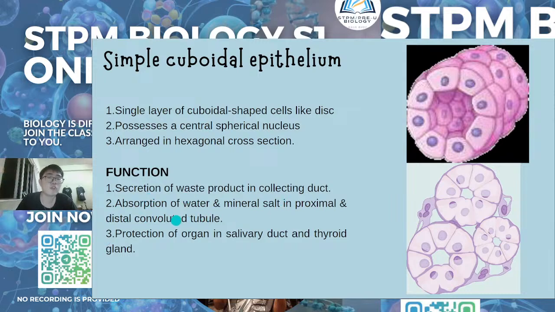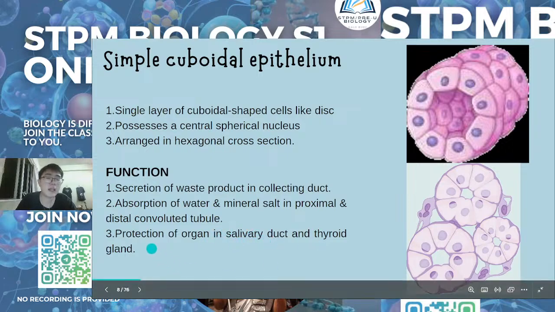And then there is also the convoluted tubule. Both convoluted tubules also contain this tissue and play a major role in absorption of water and mineral salt. And then our salivary duct and also the thyroid gland also contain this tissue. Normally it acts as protection for these two organs.